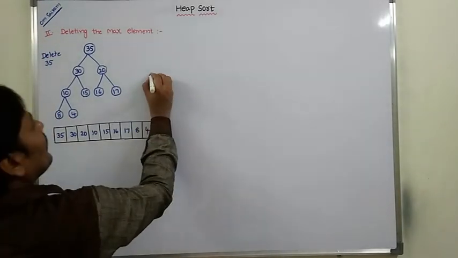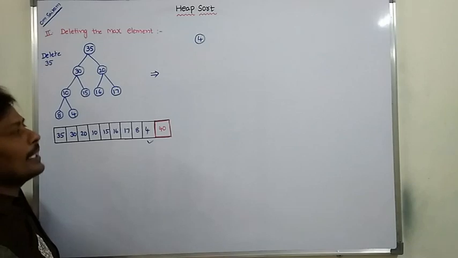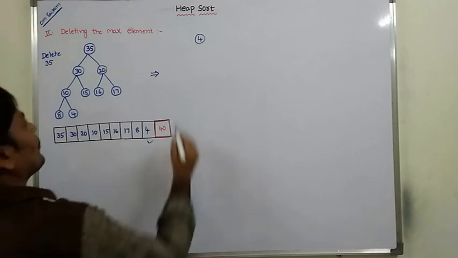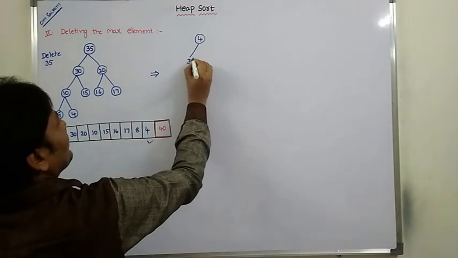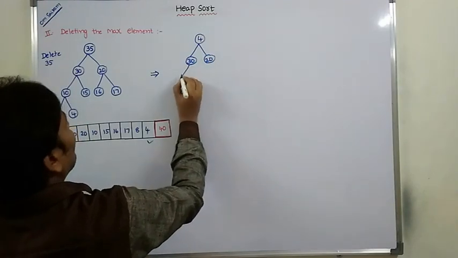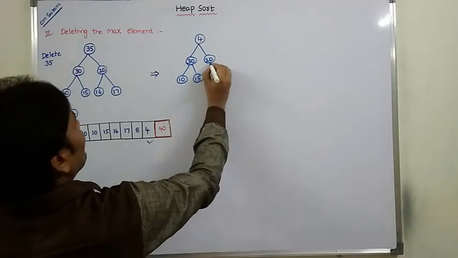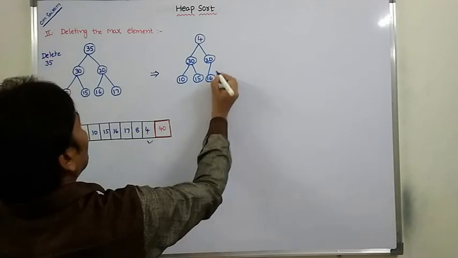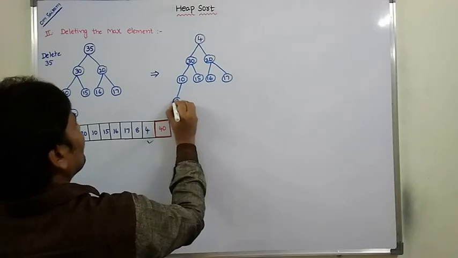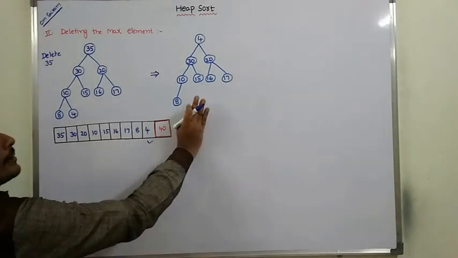So after that 35 is deleted, it can be replaced with the last element in the complete binary tree or maximum heap, that is 4. So now 30, 20, 10, 15, 16 and 17 and only 8. 4 is replaced with the root node. So now this is the tree we are getting.